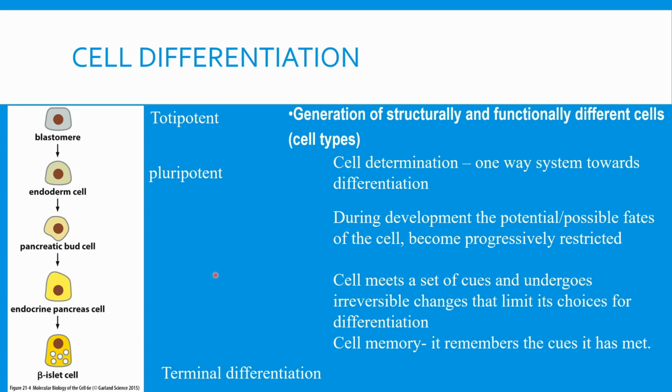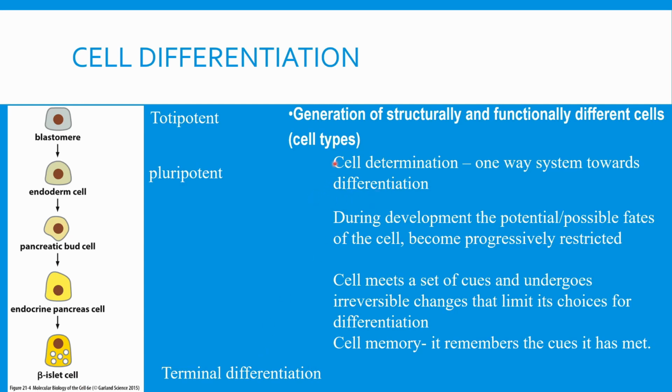This happens over time, and we can think of this differentiation. The cells are becoming more and more determined. They're losing their potency. The blastomere cell in the embryo is totipotent. It can become anything. The early endodermal cells are like stem cells and are pluripotent, able to become any type of endodermal cell. But at the end, the beta islet cell is terminally differentiated and has no more options. It can only be that.